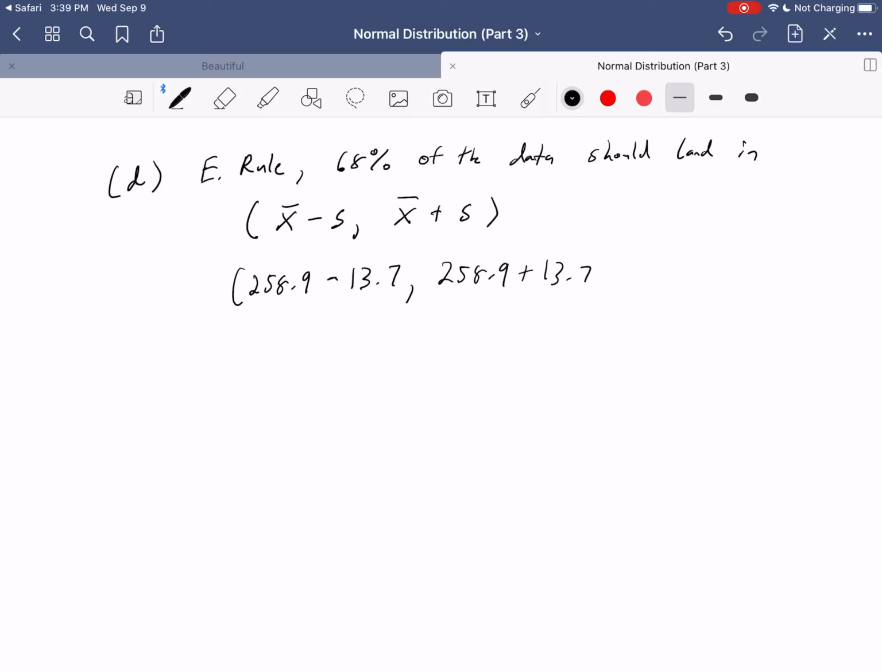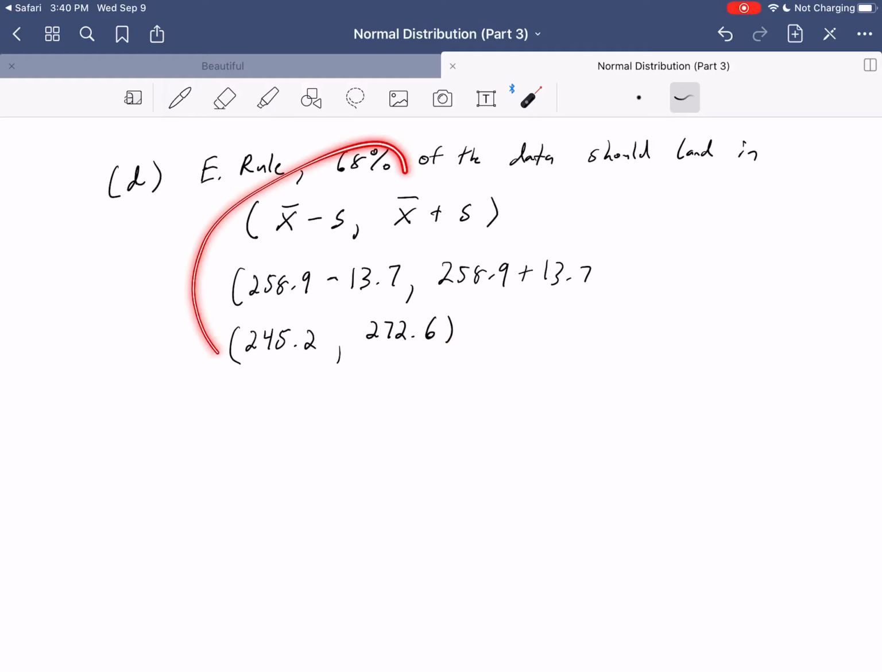We can go ahead and actually figure out what those look like. So let's do our subtraction first to get the low end, 258.9 minus 13.7. The low end would be 245.2. 258.9 plus 13.7 would be 272.6. So 68% of the data should land in this interval from 245.2 up to 272.6.